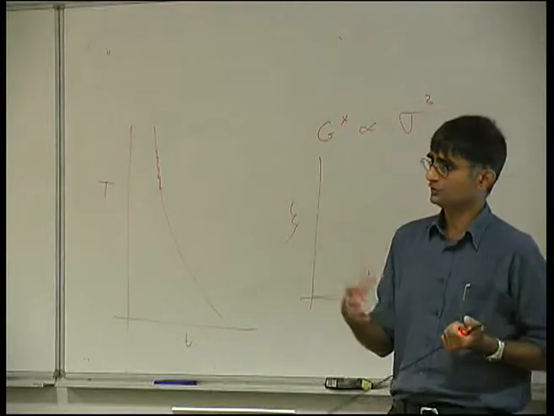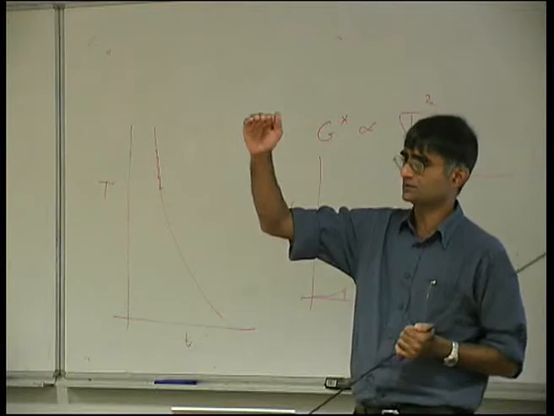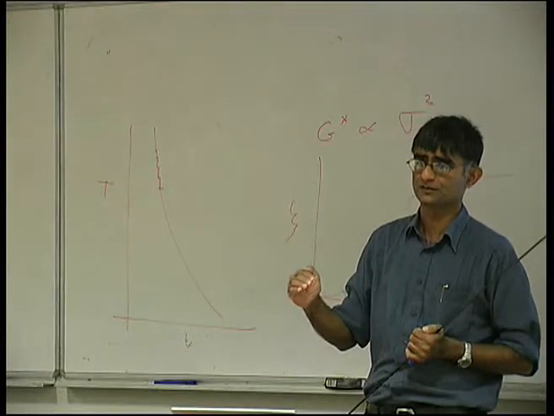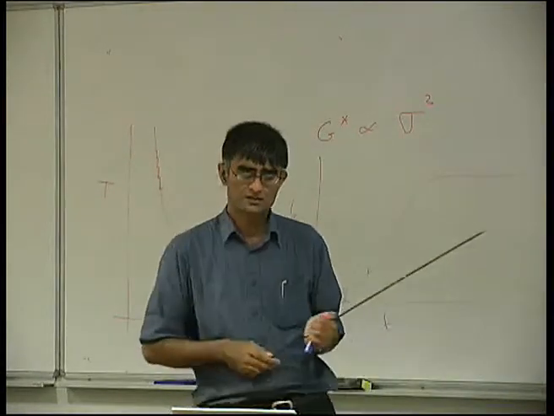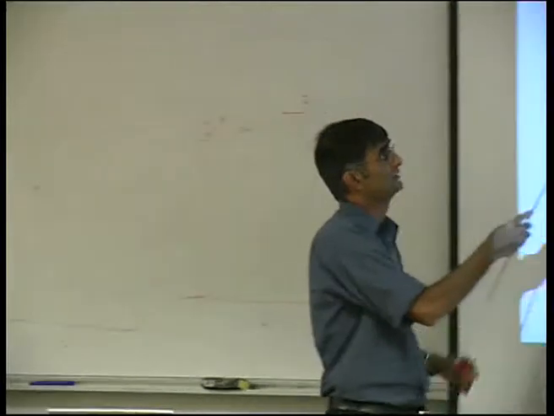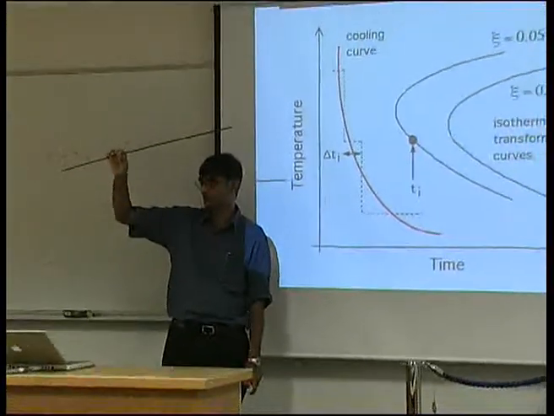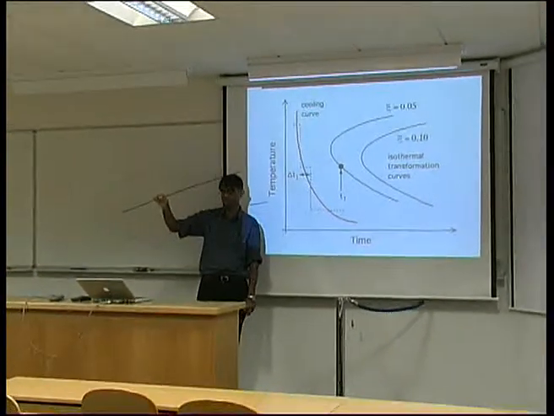So what I'm going to do is take this cooling curve and treat it as a whole series of isothermal steps. Okay? Whole series of isothermal heat treatments. And this process starts at the point where we are at the equilibrium temperature where the driving force is zero, because transformation can only happen below the equilibrium temperature. Yeah?